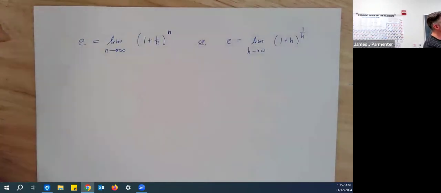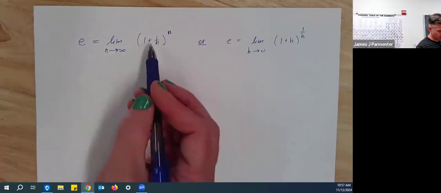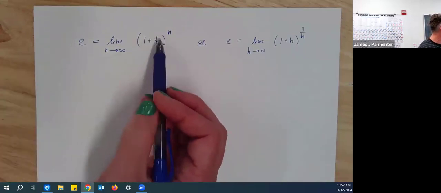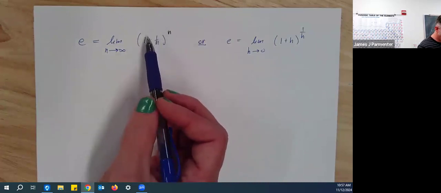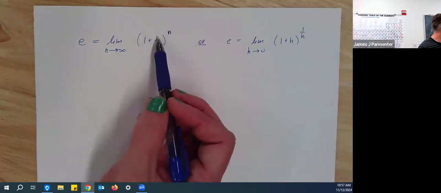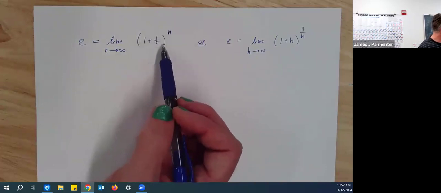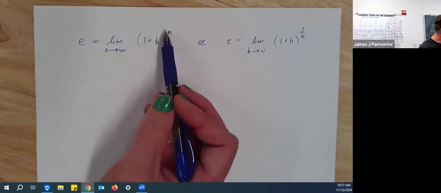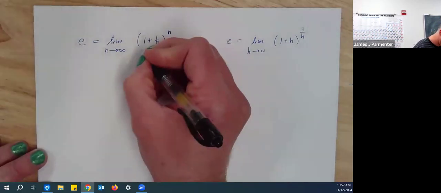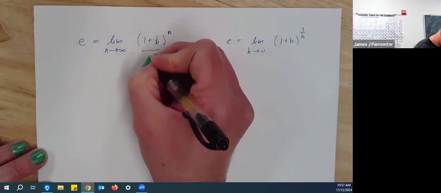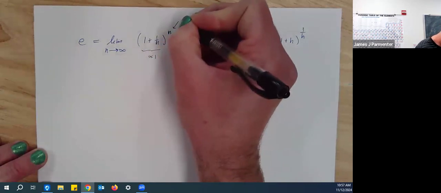But the way I would want you to see this, especially when you start talking about L'Hopital's rule in section 4.3, is that you essentially have something that's very, very close to 1 raised to a larger and larger power. Here, 1 over n is getting very, very small, so 1 plus 1 over n is really, really close to 1. And this power is getting very, very large. So here you have something close to 1, power is very big.